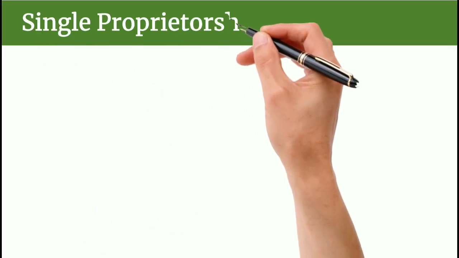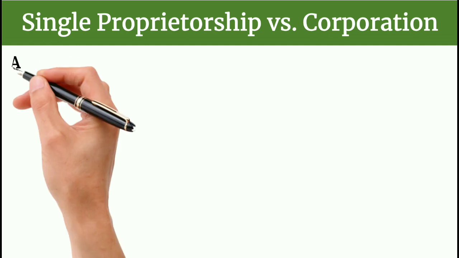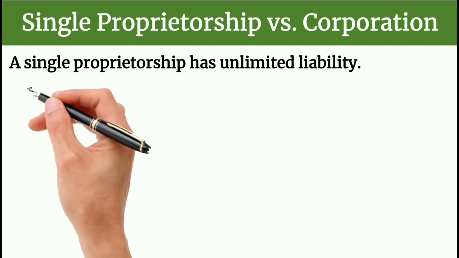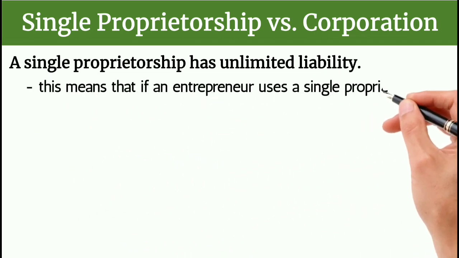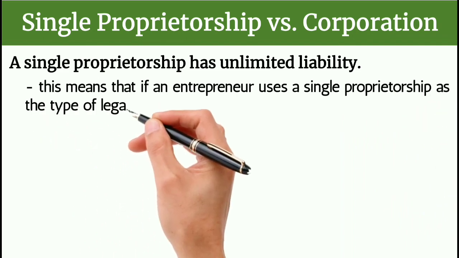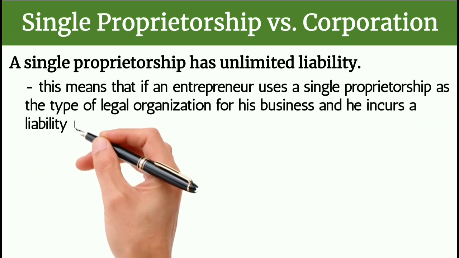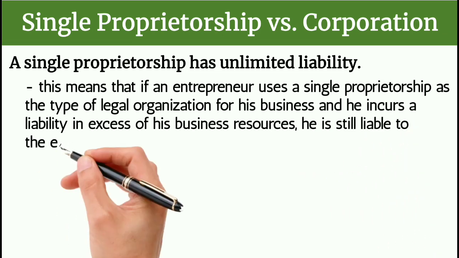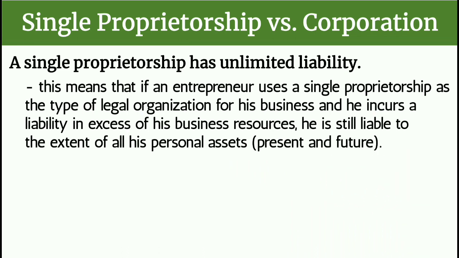Next, single proprietorship versus corporation or sole proprietorship versus corporation. Ang issue dito ay yung liability. A single proprietorship has unlimited liability. This means that if an entrepreneur uses a single proprietorship as the type of legal organization for his business and he incurs a liability in excess of his business resources, he is still liable to the extent of all his personal assets, present and future.